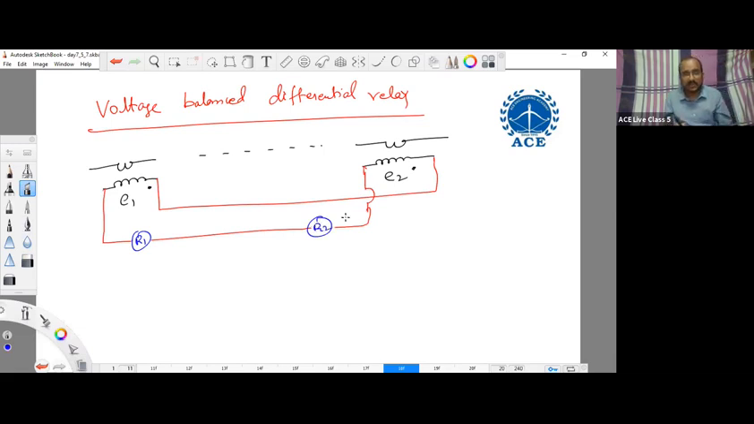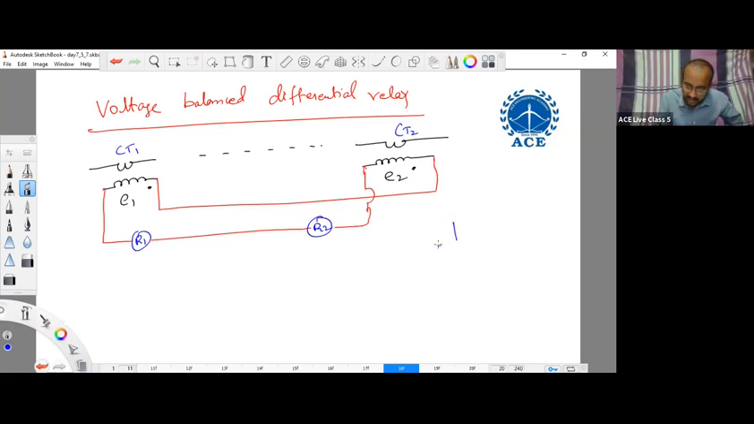During normal condition, when there is no fault, the current in CT1 and CT2 will be same. So the induced voltage will be same. So when the voltages are same and they are connected in what? Subtractive mode. E1 and E2 are same and they are connected in subtractive mode. So what will be the current through the relay?